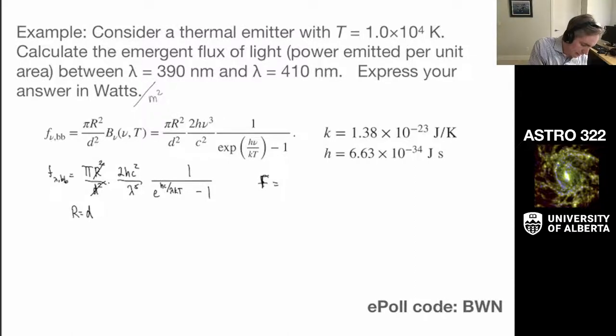We're going to write that as F, we're going to write that as F sub lambda times delta lambda. So we're going to approximate it using this kind of box representation of an integral, and I can get away with that because this is a very narrow interval in wavelength.